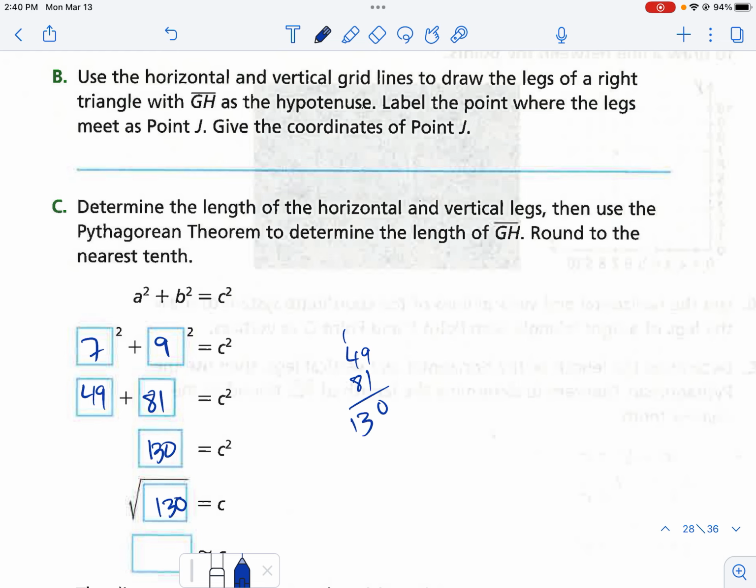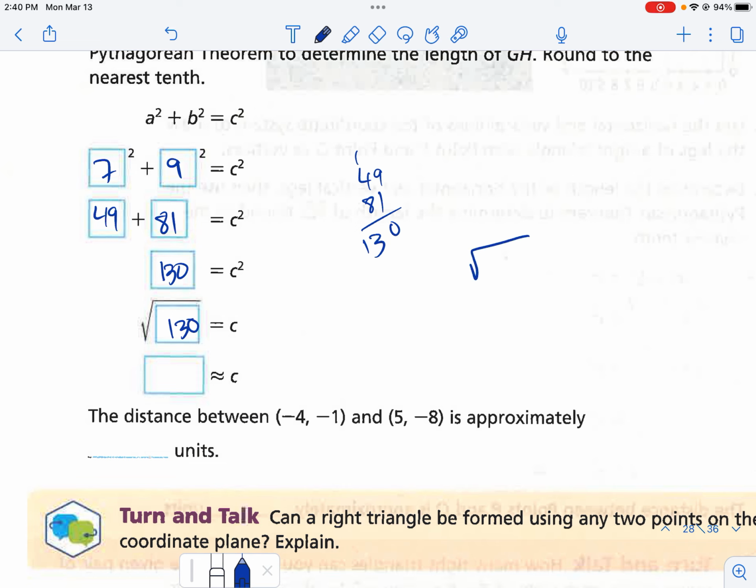So I'm going to take the square root of 130. The square root of 130 is between the square root of 121 and the square root of 144. So when I do that, I'm going to guess somewhere about, because this is 9 away and this is 14 away, 11.4-ish. So the distance is about 11.4. Okay.